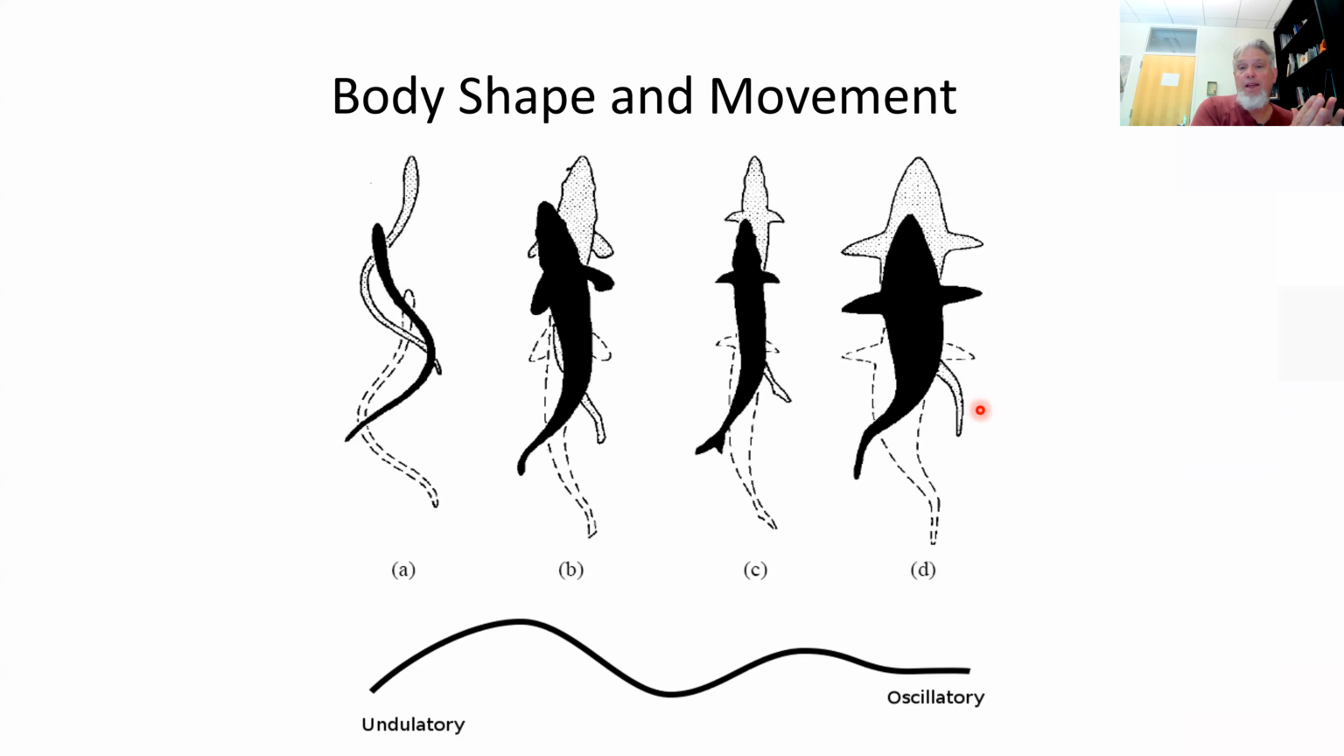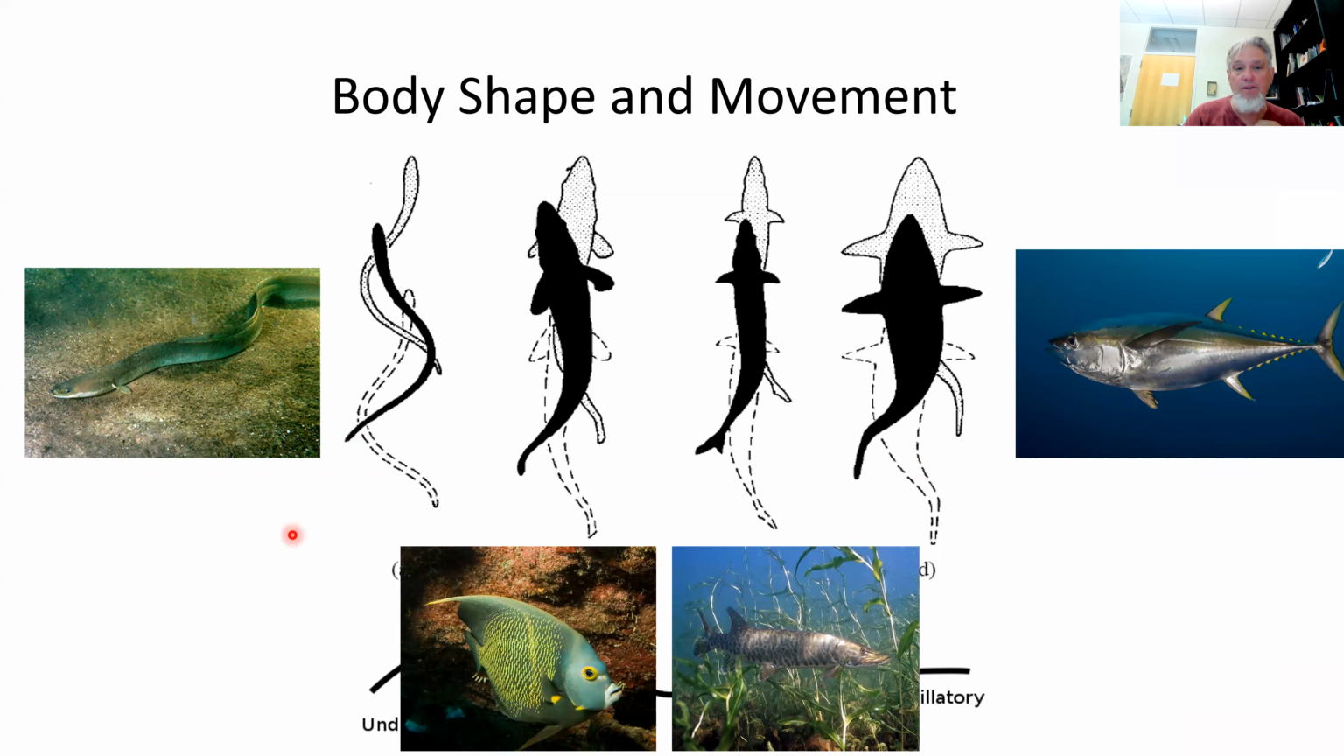The gradient here is from undulatory to oscillatory. Undulatory means the whole body is involved. Oscillatory means mostly just the tail is involved. And you can see here some representative species of fishes for each of these categories. The eels obviously are anguilliform in shape and in movement.